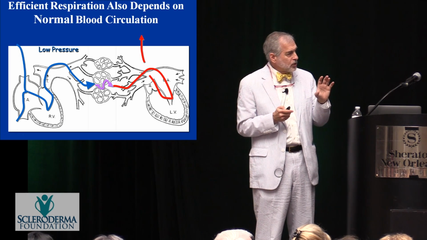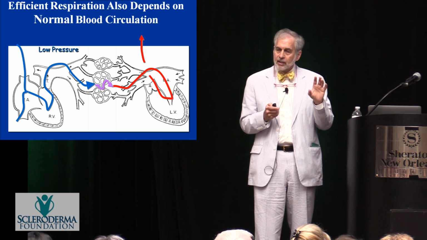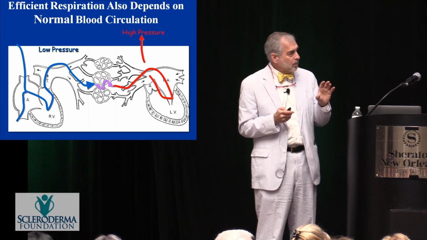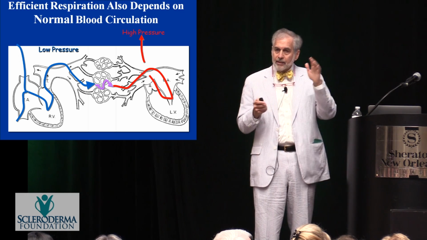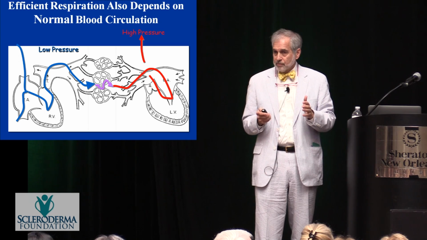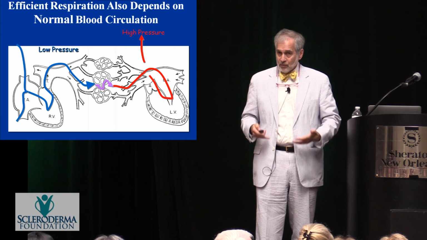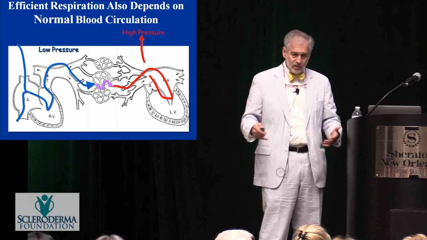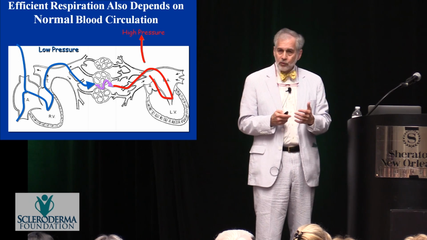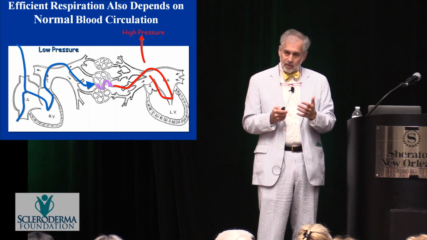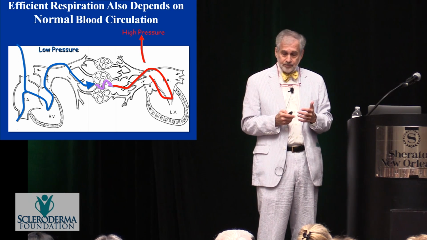And then that oxygenated blood returns to the left atrium, then the left ventricle, and then it's pumped out to the brain and the other vital organs. That's a high pressure system. Because of gravity, we're standing, you have to pump blood to the brain and extremities. So the left ventricle is designed for a high pressure system, but the right side of the heart is not.